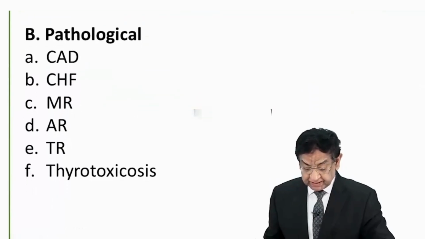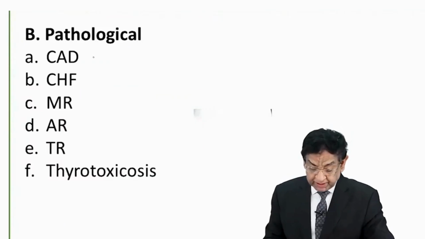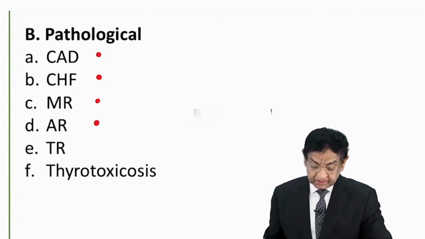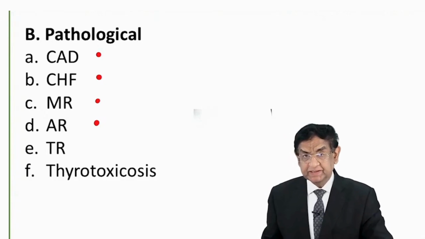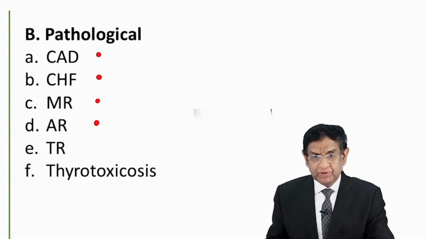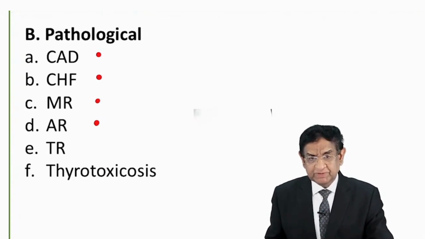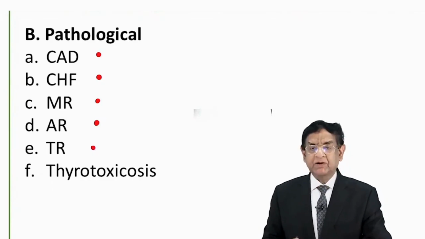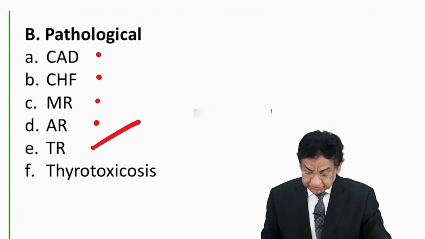Now pathological: coronary artery disease, congestive heart failure I explained to you, mitral regurgitation again I explained to you, AR again I explained to you. The reason why in AR, again I told you, anything which causes increased volume will produce a type of third sound. TR, a million-dollar question, will produce a right-sided S3.